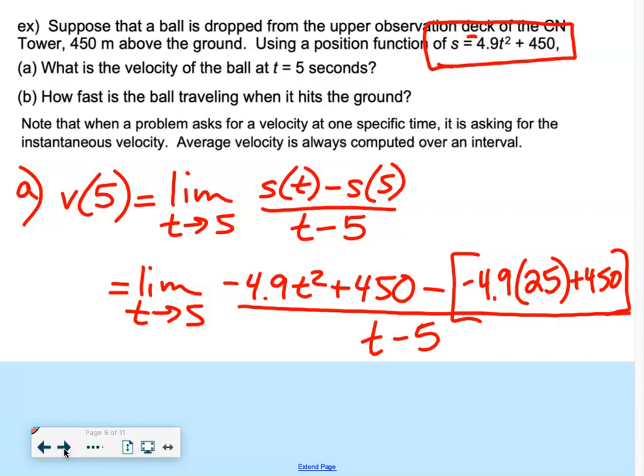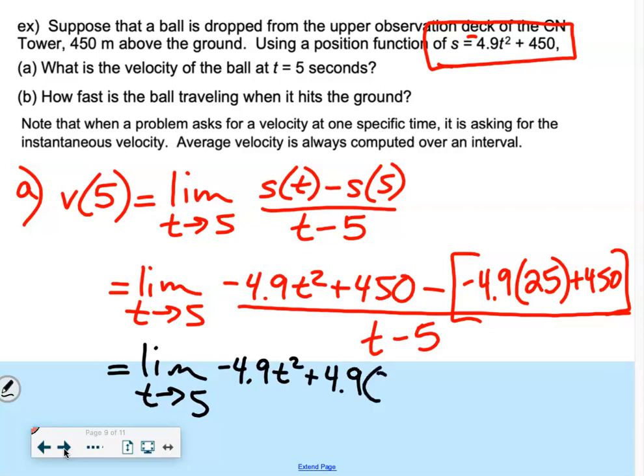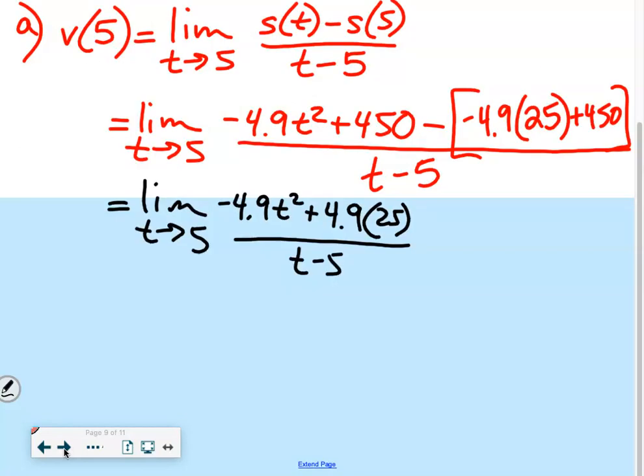Can you cancel something out right away? The 450s are gone, right? Okay, so we cancel out the 450s. And let's write what we have left. So we have negative 4.9 t squared plus 4.9 times 25 all over t minus 5. What would be a good thing to do here? Pull out the 4.9s, right? I would actually pull out a negative 4.9.